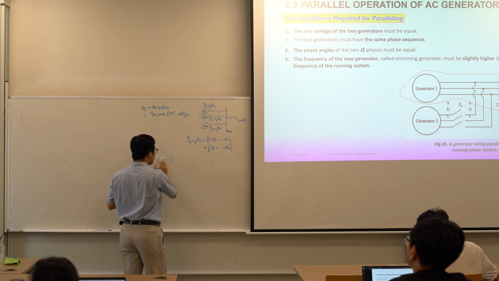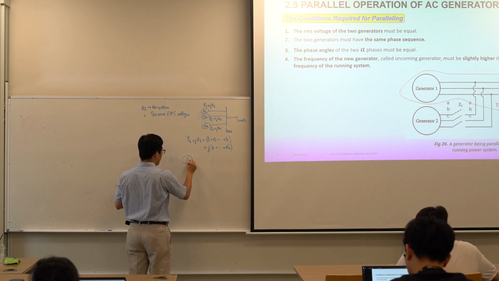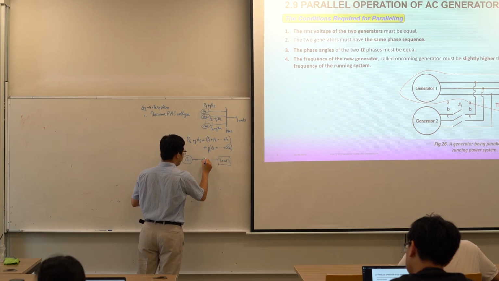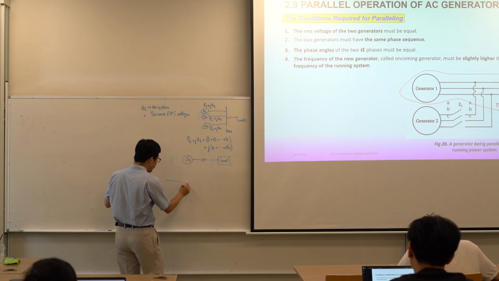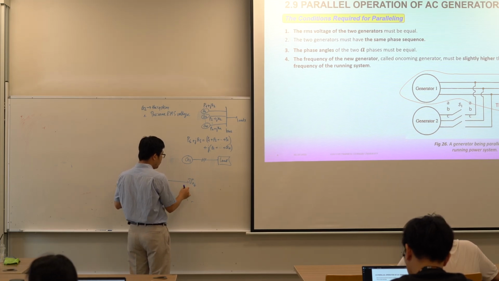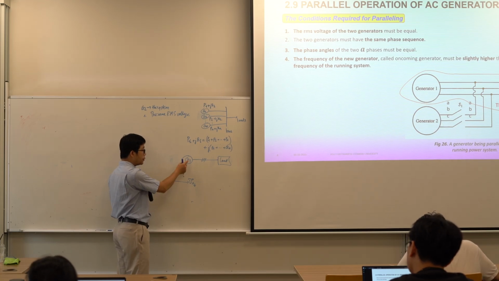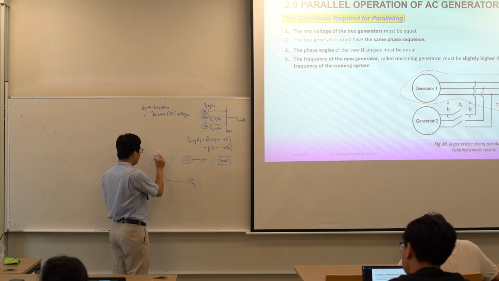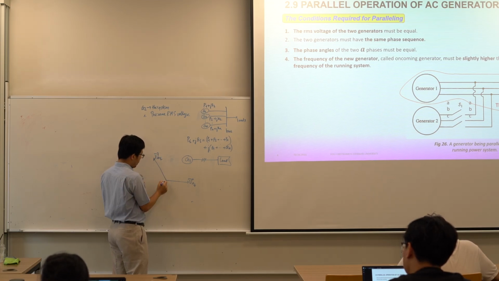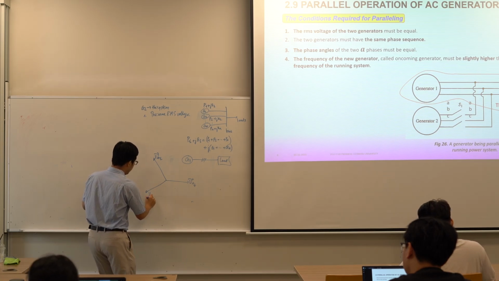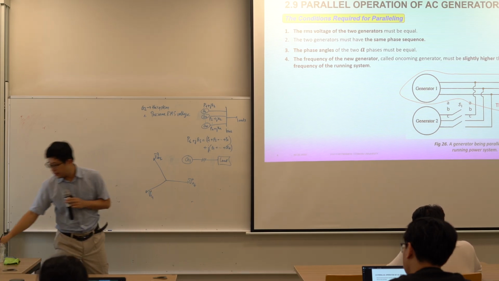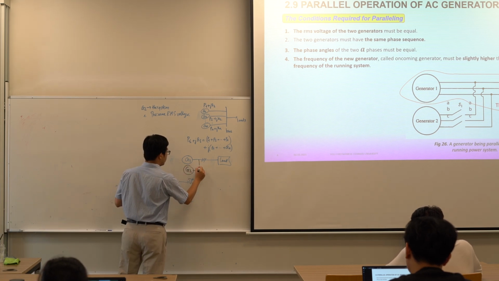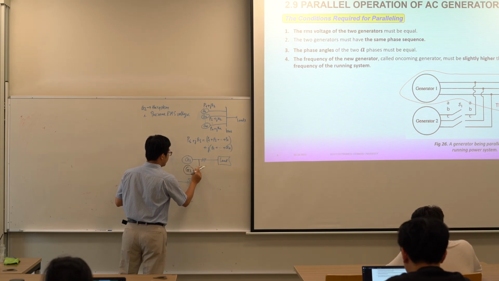For example, this is generator 1 and this one is the load. It is three-phase, so we have VA1, which means phase A voltage of generator 1. We have VB1, and this one is VC1. Then we have generator 2, which we would like to connect to the system. This is the circuit breaker.